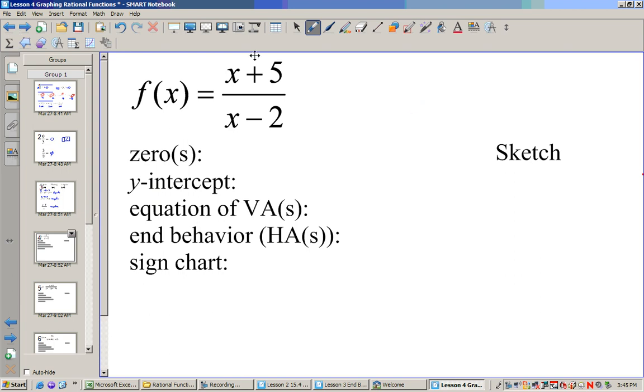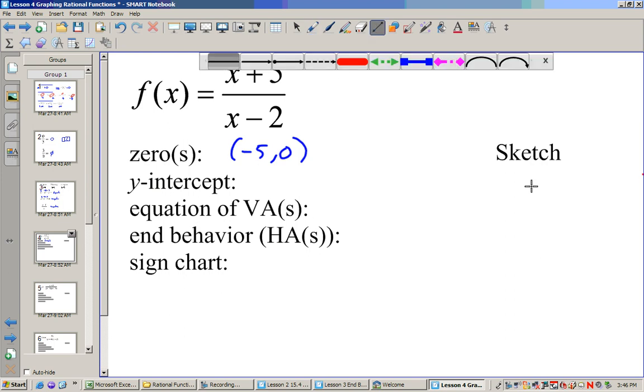All right, so let's graph this equation. Now, my zeros are what makes this numerator 0, because zeros are something like 0 over 4. So what would make this numerator 0? Hopefully you're saying negative 5. So negative 5, 0 is my zero in this situation. So I'm going to actually sketch this as we move along.